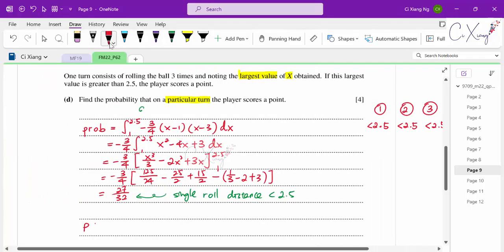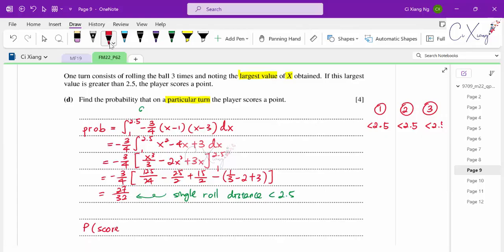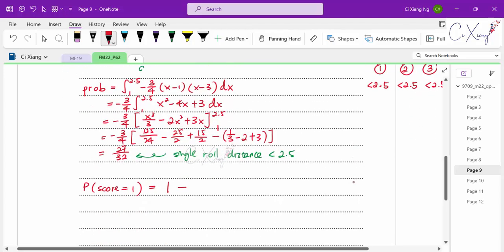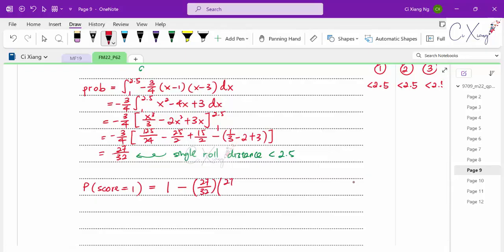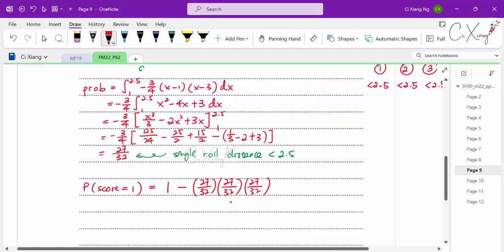To get the probability of score equals to 1, you can take 1 minus all the 3 rows getting less than 2.5 meter. So that means for a single row it is 27 over 32. For the second row, you also want 27 over 32. For the third row also 27 over 32. Or of course, you can write it as 27 over 32 to the power 3.